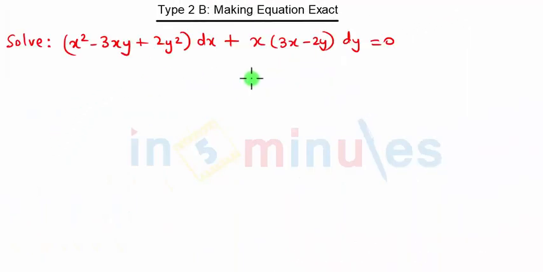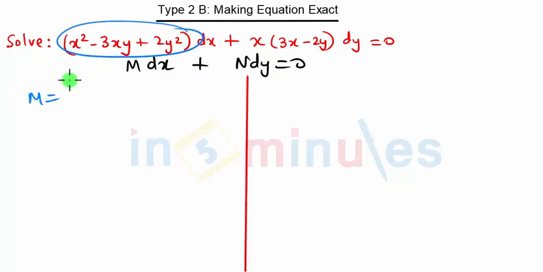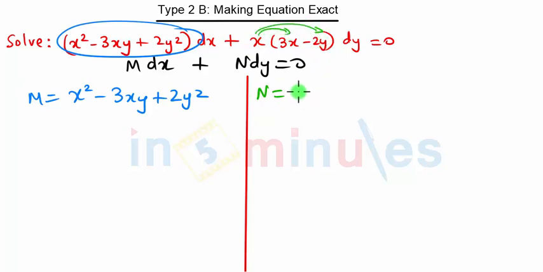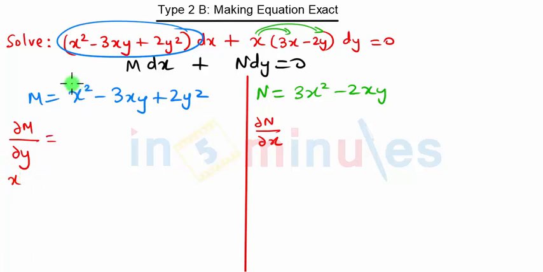So the question is, solve this. This equation is of the form M dx plus N dy equal to 0. What is M? M is x square minus 3xy plus 2y square. What is N? N is this value. I am going to multiply this x with each term, so 3x square minus 2xy. Now I am going to find the partial derivative of M with respect to y. Here the x square will be constant, so this part will be neglected, and minus 3x is constant. Derivative of y is 1, plus derivative of 2y square is 4y. So this is written as minus 3x plus 4y.